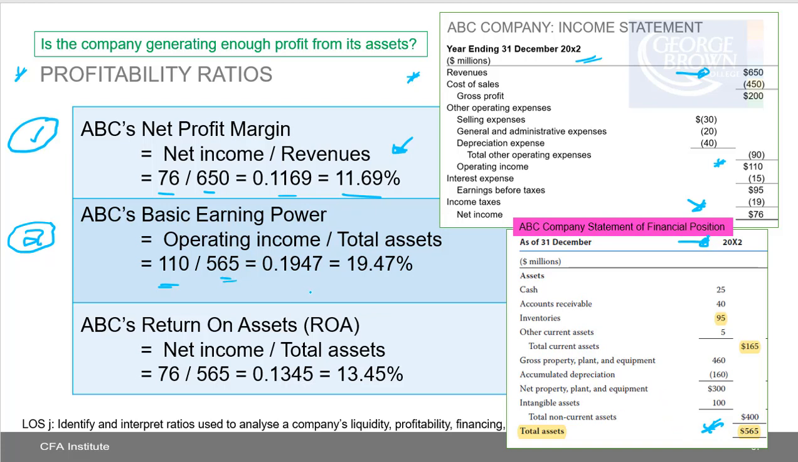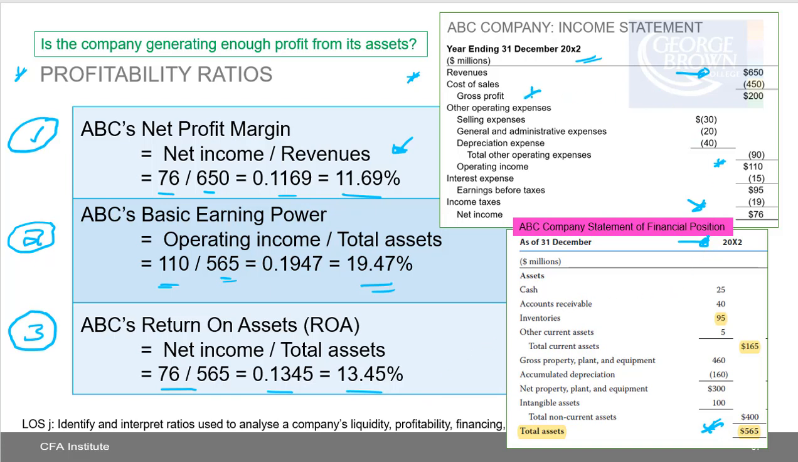It's 0.1947, so 19.47%. The third profitability ratio that we need to be familiar with is return on assets, ROA, and the formula is net income from the income statement. So the numerator is 76 divided by total assets, which is from the balance sheet, 565. So 76 divided by 565, 0.1345, equals 13.45%. So as I mentioned, this is a nice to know, not need to know.